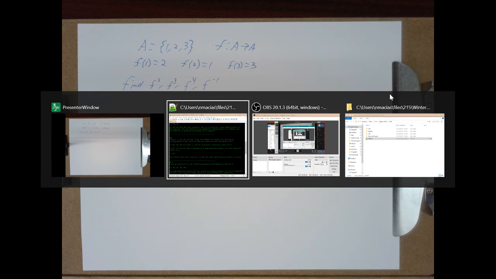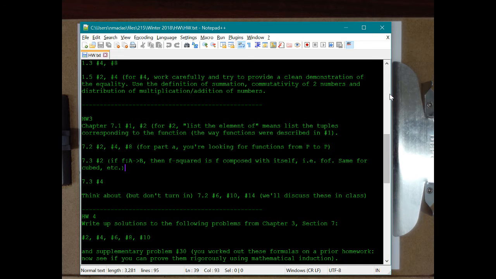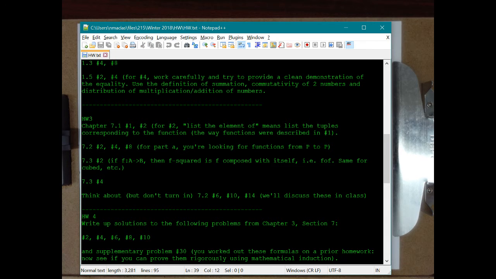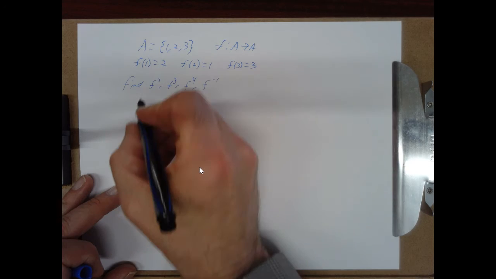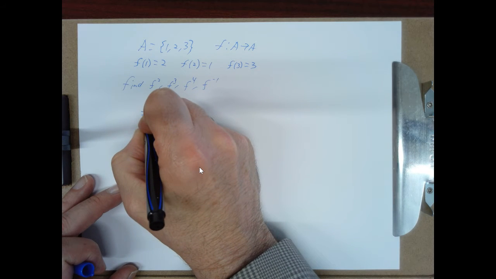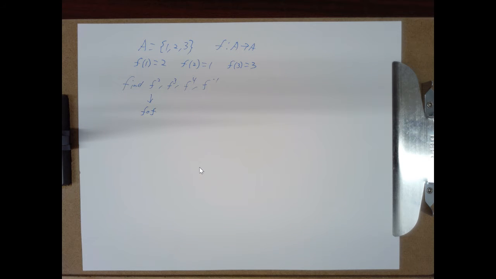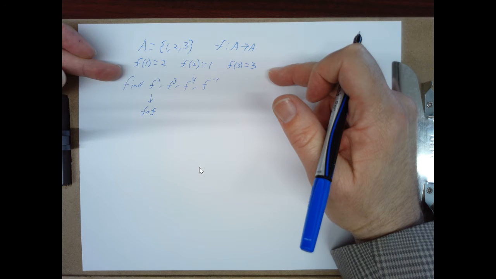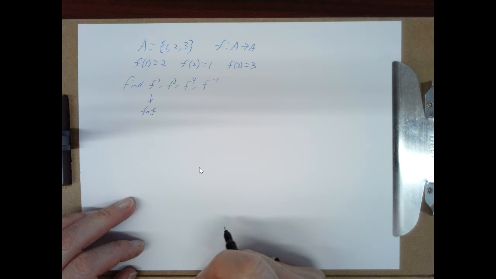And I put a note on Canvas when I posted the assignment that said, for 7.2 number 3, if f goes from A to B, then f squared is f composed with itself, i.e. f little circle f, same for f cubed, etc. So f squared is just f composed with f, and you're asked to describe what that function is. The easiest way to describe a function, since it's given to you by explaining what it does to each point in the domain, is to describe what this does to each point in the domain.